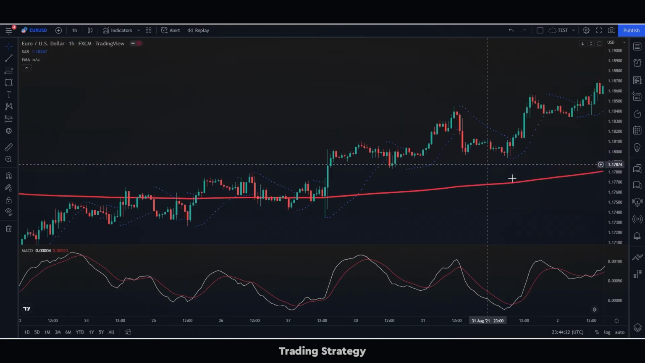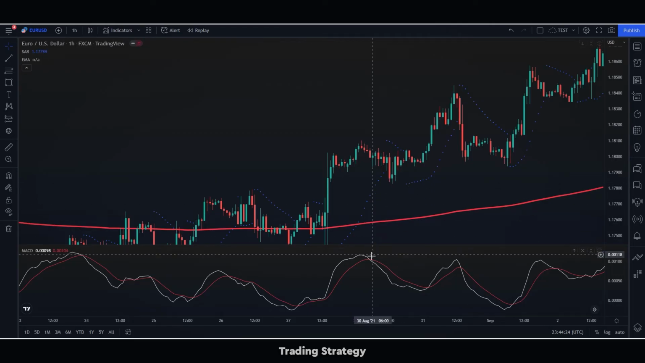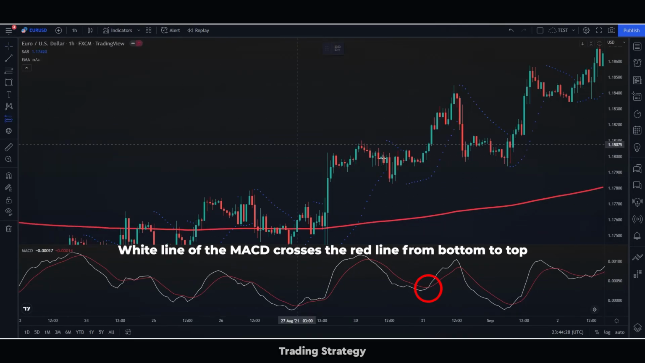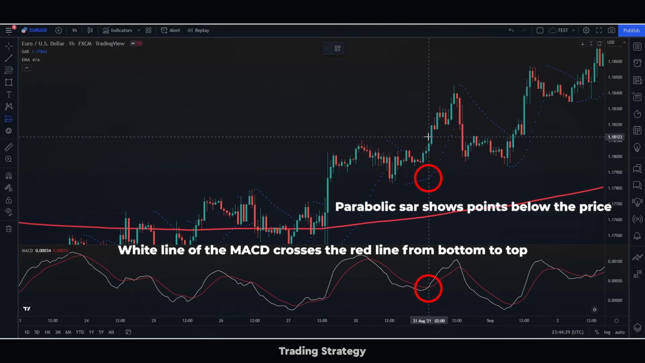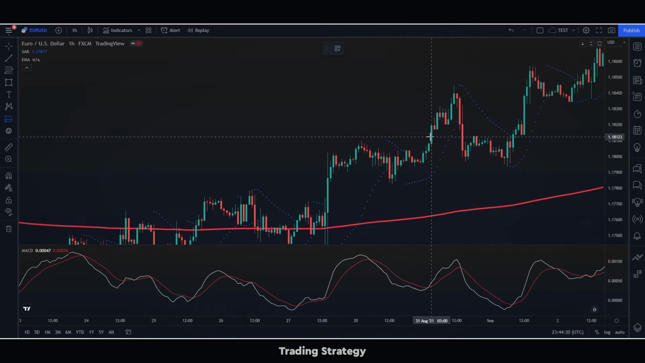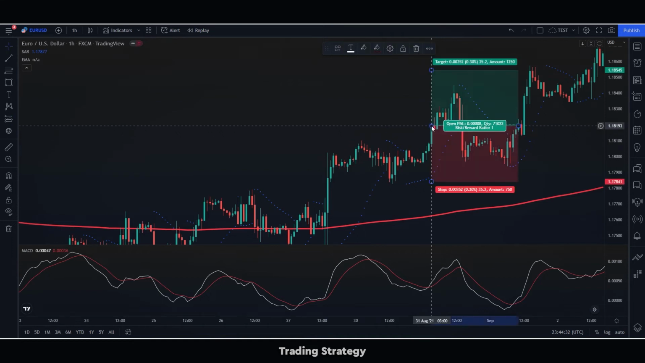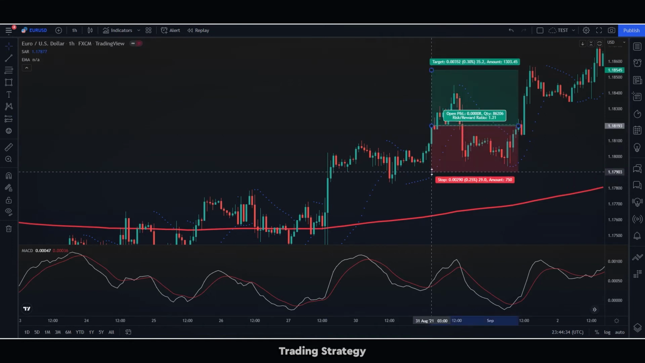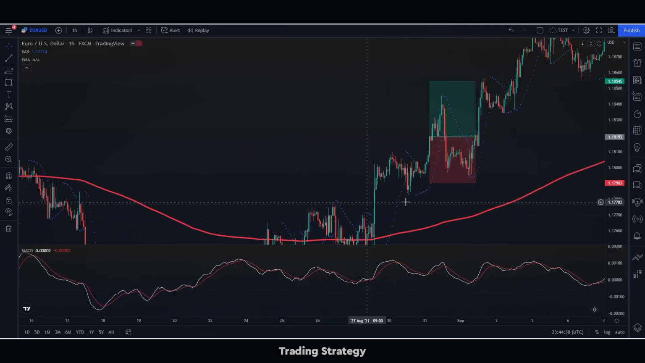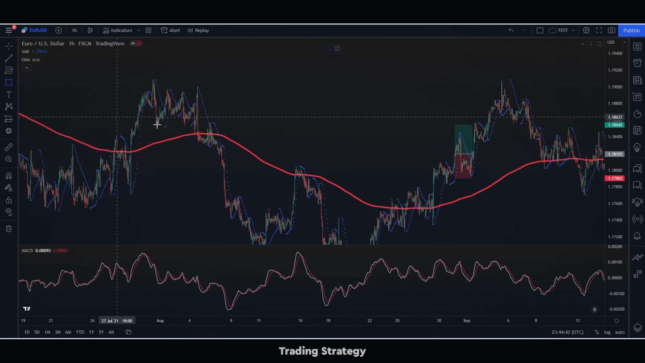To carry out buy operations, we simply have to wait for the price to be above the EMA, and the white line of the MACD crosses the red line from bottom to top. If this is true, we will see that the parabolic SAR shows points below the price. If this is also true, we will carry out the buy operation. We will place the stop loss below the last low and the take profit in the support and resistance zones with a minimum risk-benefit ratio of 1:1.